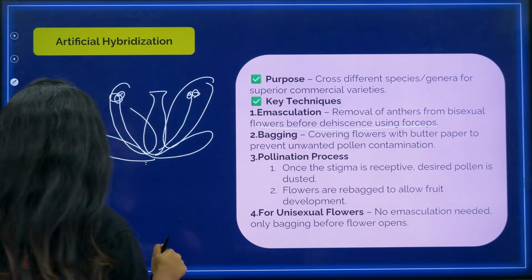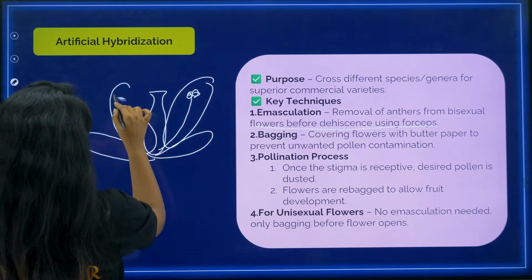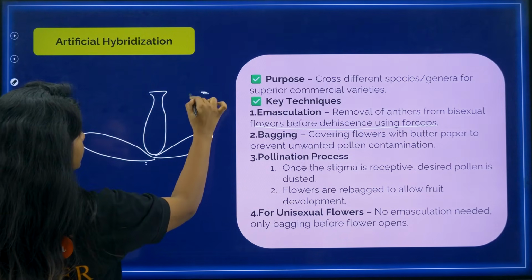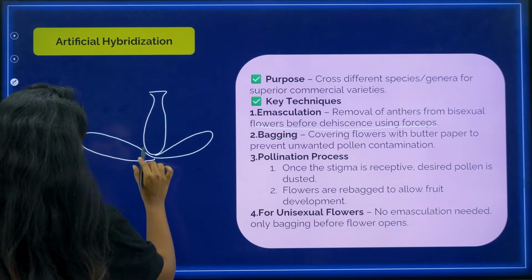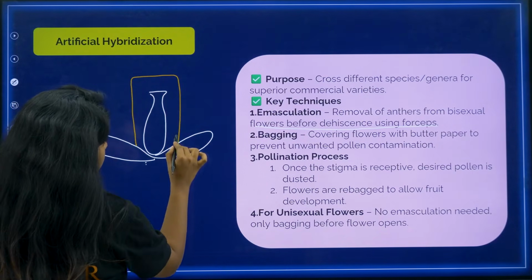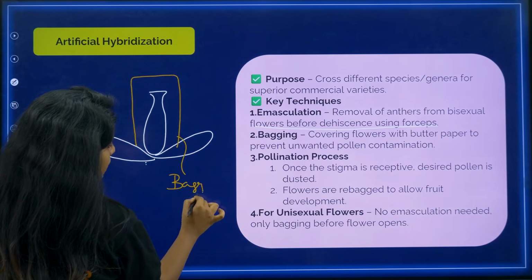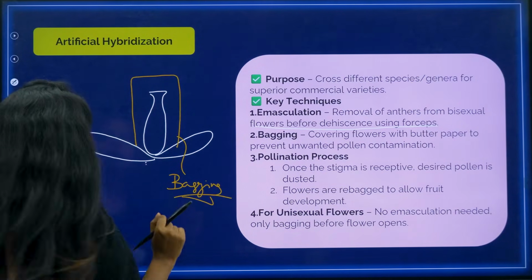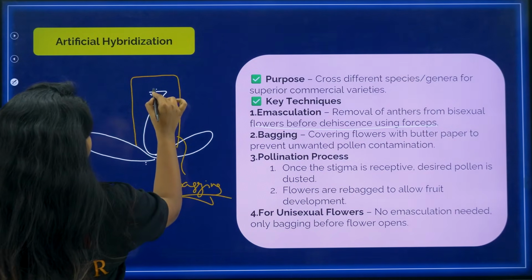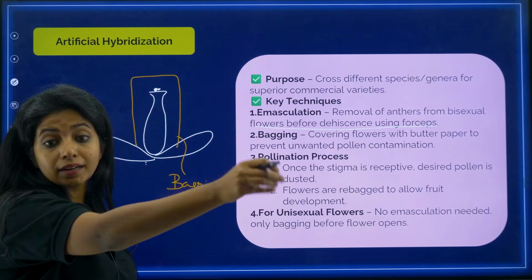Now, obviously, I have to make sure my stigma, my female reproductive part, is still safe. So, what do I do? I cover it with something, and this process is known as bagging. I will wait for the stigma to be receptive, and then what will I do? I'll remove the bag and slowly put my pollen grains which I am looking for. There's no other plant that I want.